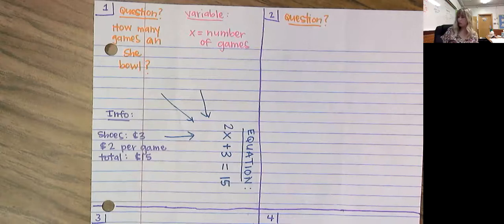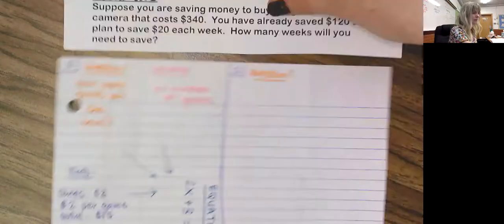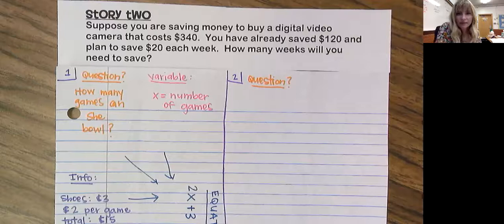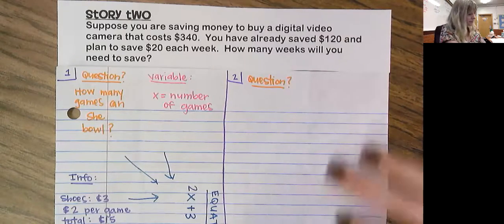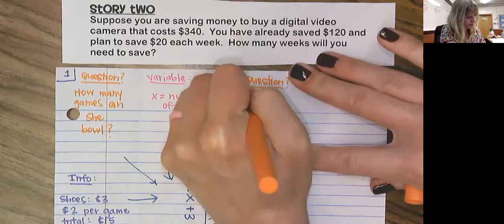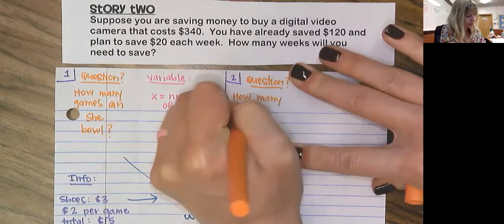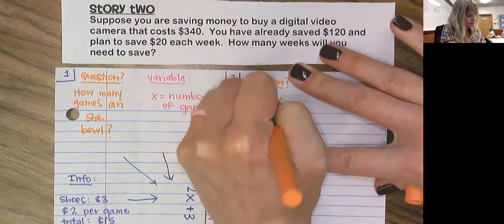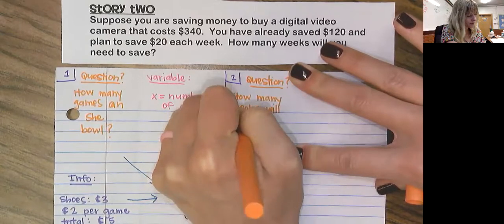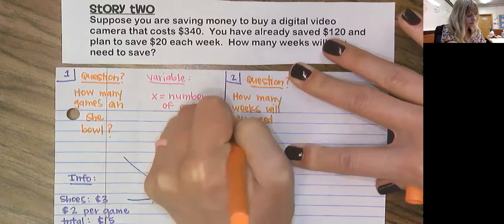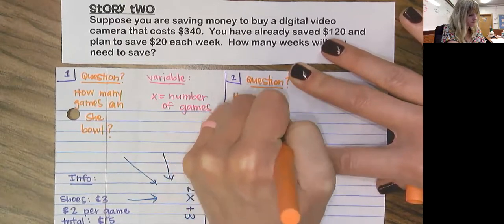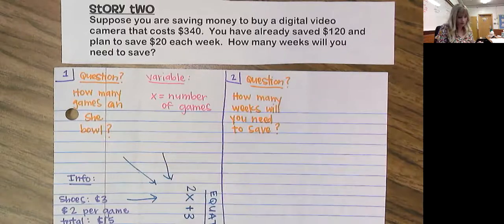Here's story number 2. Suppose you are saving money to buy a digital camera that costs $340. You have already saved $120 and plan to save $20 each week. Oh, there's my question. How many weeks will you need to save? I'm just going to copy that right here so that my brain is processing it. How long? How many weeks will you need to save?